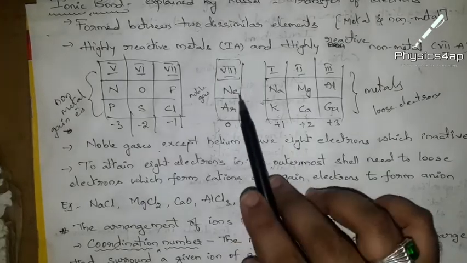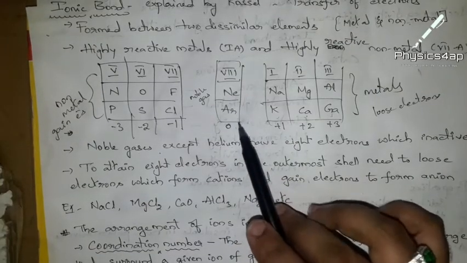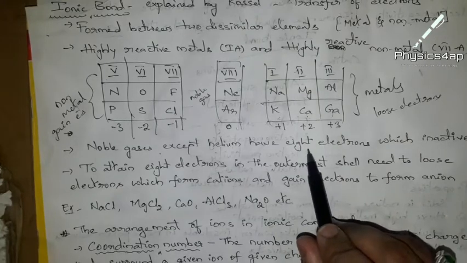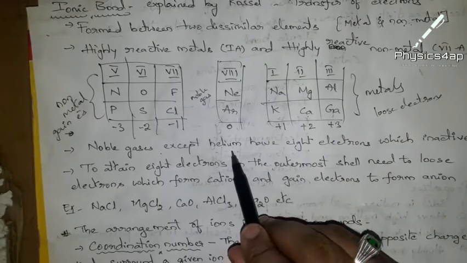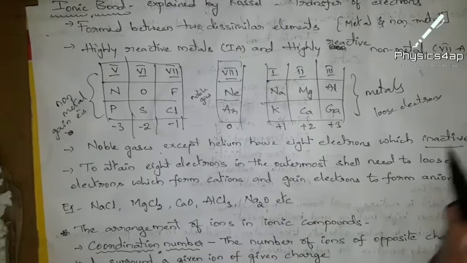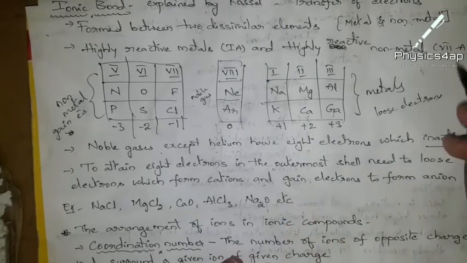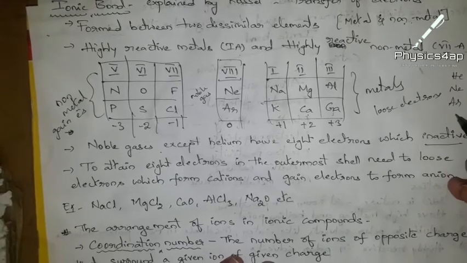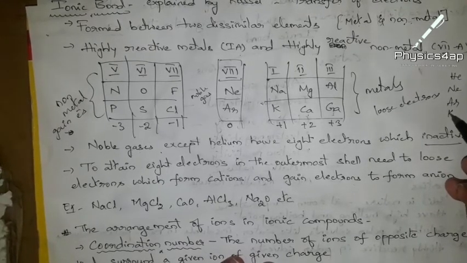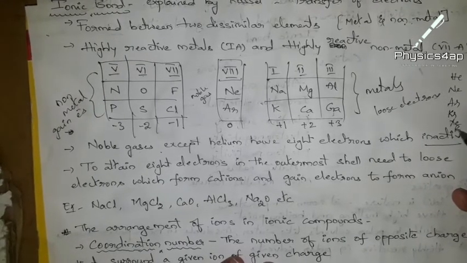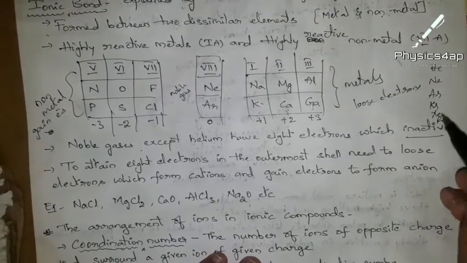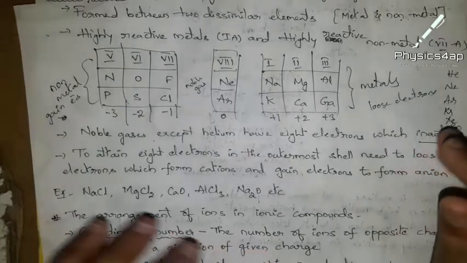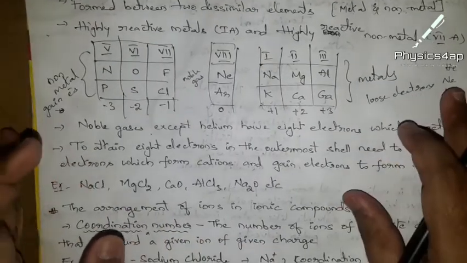And the remaining noble gases, like neon, argon, krypton, xenon, and radon, have 8 electrons in their outermost orbit. Combining with helium, they are all inactive: helium, neon, argon, krypton, xenon, and radon. So all these elements are the noble gases, which are inactive and also stable, so they won't combine with anyone.